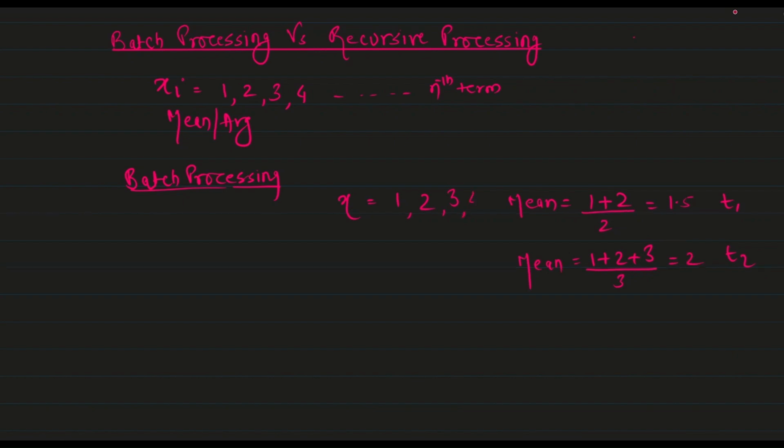At this point, again, another number appears in the series, let's say 4. So we have to again recalculate everything. So we do 1 plus 2 plus 3 plus 4, and now divide by the total number of terms in the series.